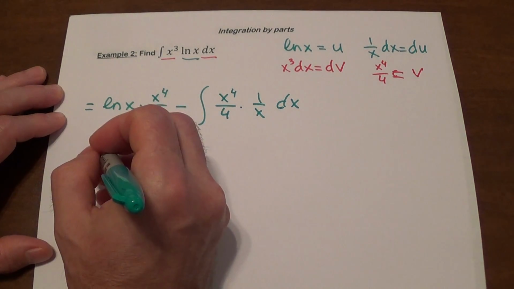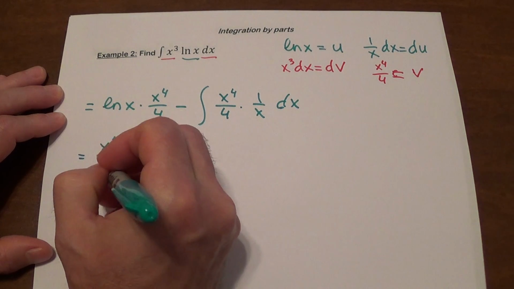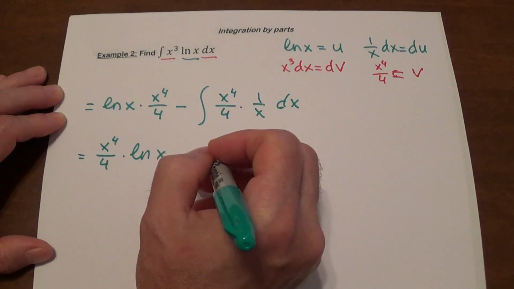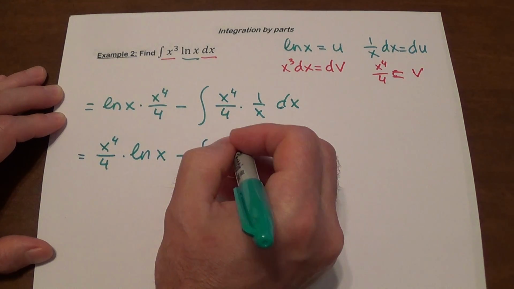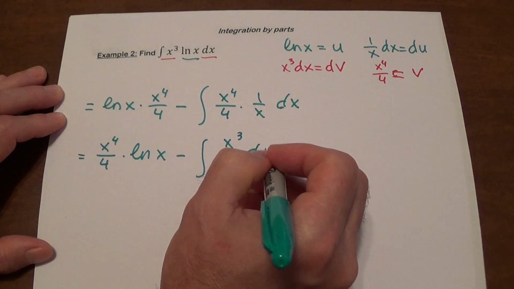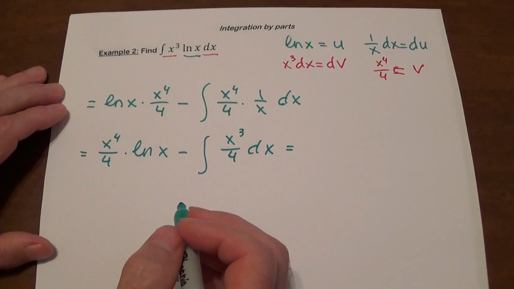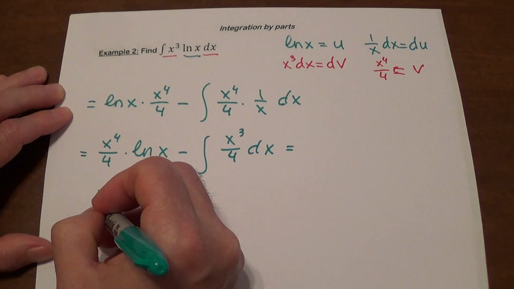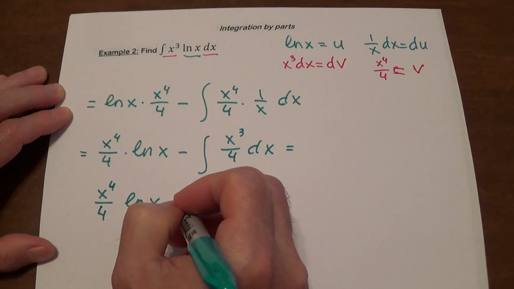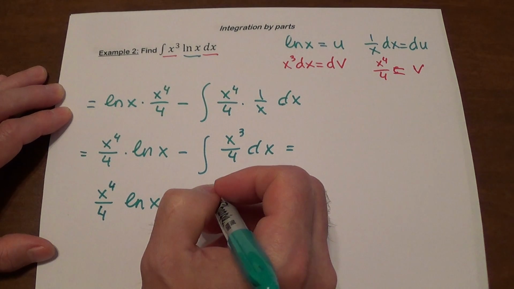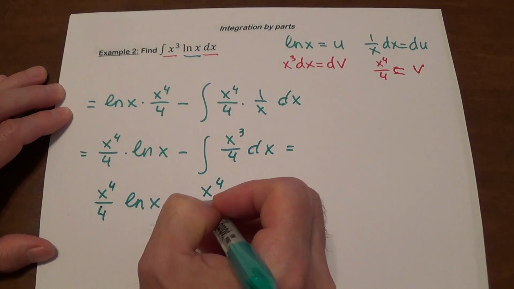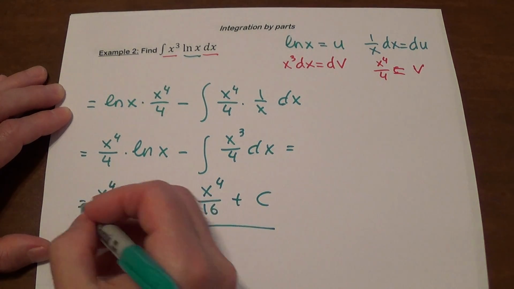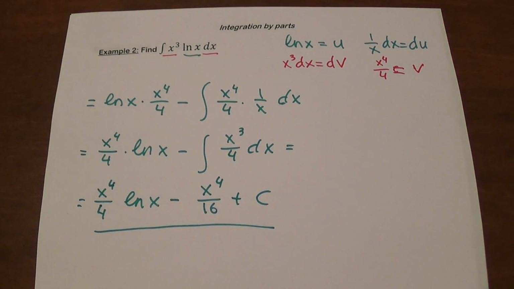So let me just rewrite that in a more traditional form. So it's x to the 4th over 4 times ln x minus, once you simplify it, the integral of x cubed over 4 dx, and then it should be easy to integrate this one. So we'll have x to the 4th over 4 times ln x minus, and this part is going to give us x to the 4th over 16, and then plus c. This problem is completed.